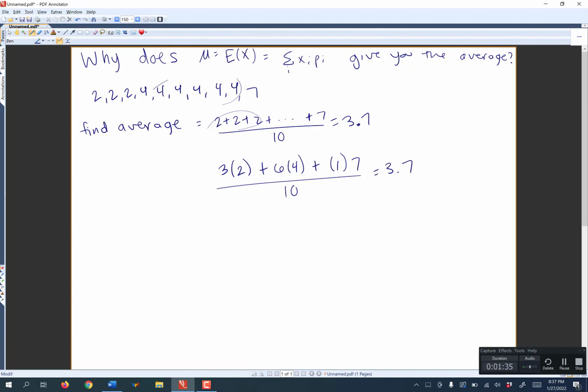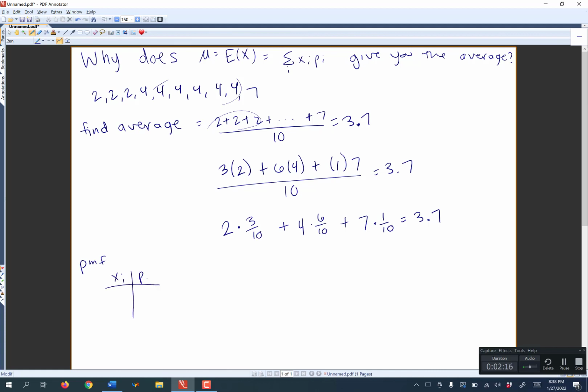If I wanted to, I could change this one more time, and doing all of my mathematical tricks, I could say this is the same as 2 times 3 over 10, plus 4 times 6 over 10, plus 7 times 1 over 10. This works because I'm just dividing each value by 10, and I switched the order of the multiplication, which doesn't matter. So this still gives me 3.7. The reason I wrote it like that is because what if we found the PMF?